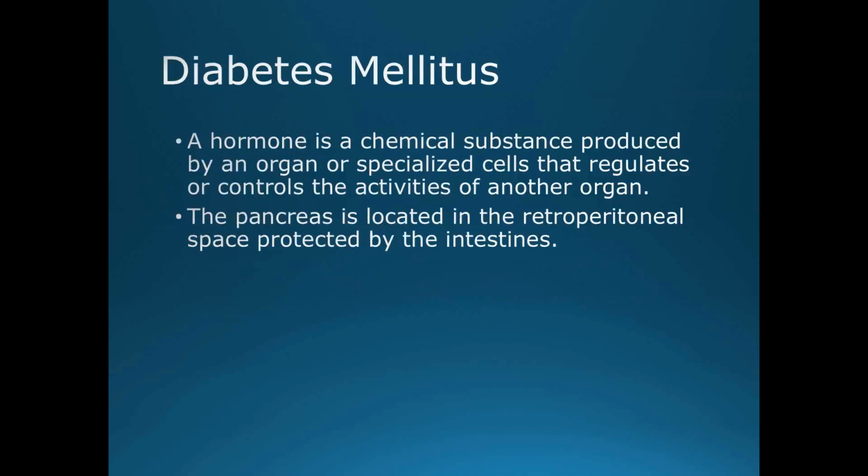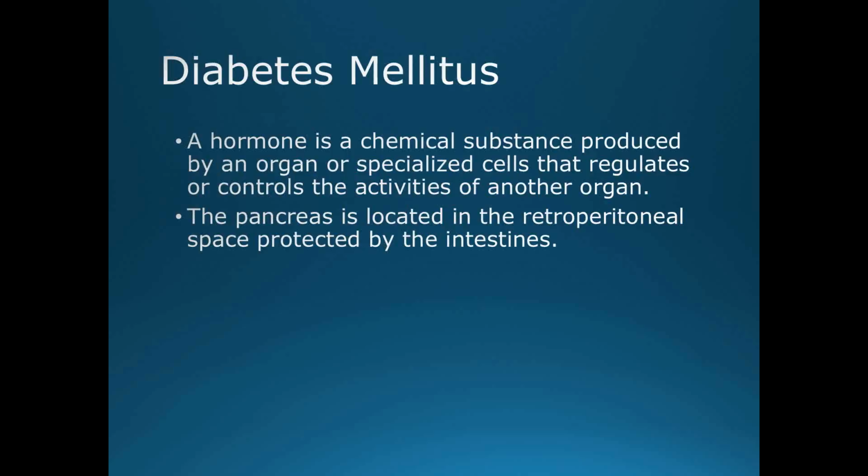A hormone is a chemical substance that's produced by an organ or specialized cells in our body that regulate the activities of another organ. And probably the pancreas and our insulin is the crown jewel when we talk about hormones, because this plays a very important role here.